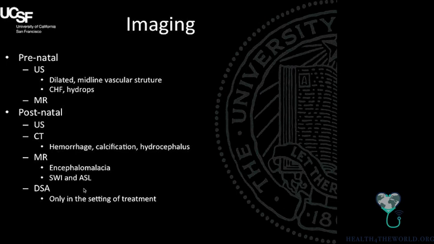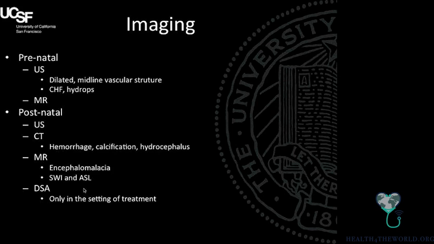Obviously, we can see some of these things prenatally. You can see a dilated midline structure, as we were talking about. They can be hydropic intermittently, and you can get congestive heart failure in utero as well, though it typically happens after the baby is born. There's a role for MRI here, but we don't obviously do that as often. Obviously, you can do transcranial ultrasound through the fontanelle. Very effective at identifying these issues. CT can be helpful in terms of looking for hemorrhage or calcifications. And then MRI is probably a better thing to look at encephalomalacia or other types of areas of injury.